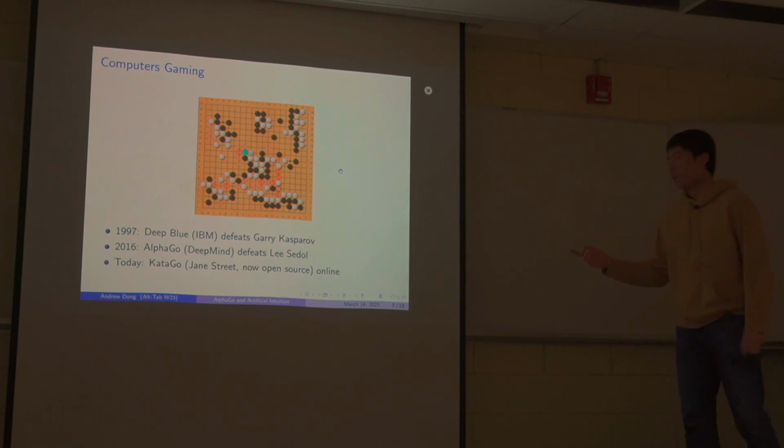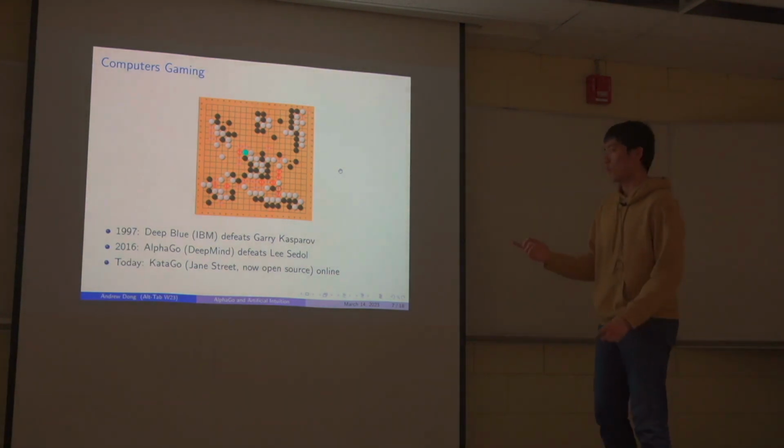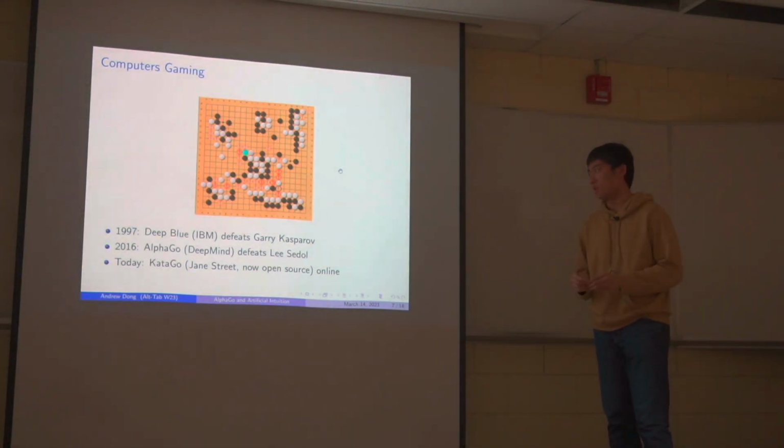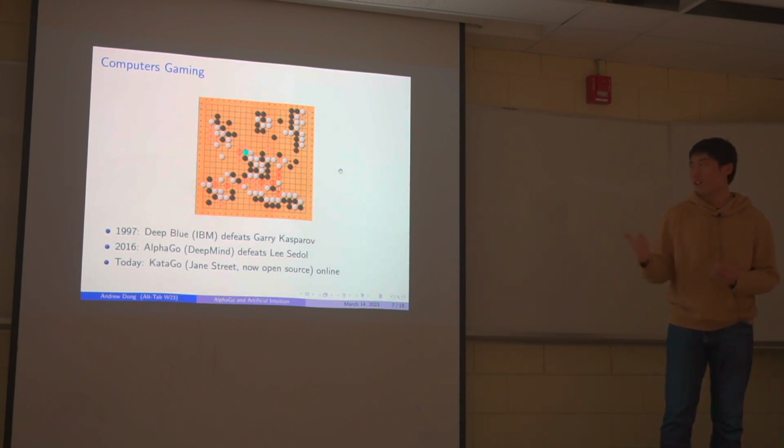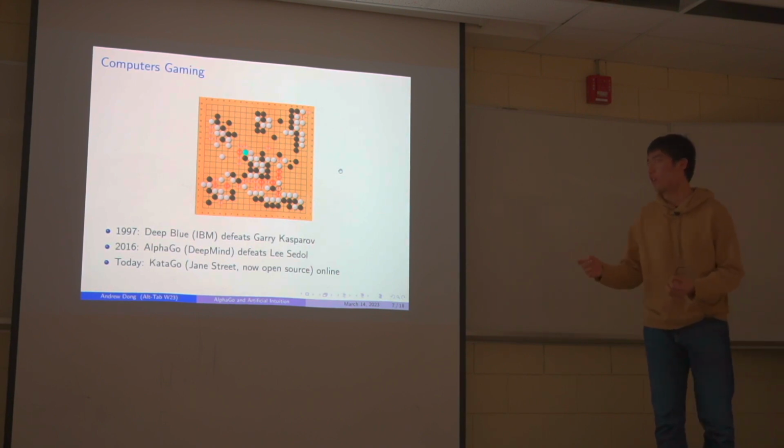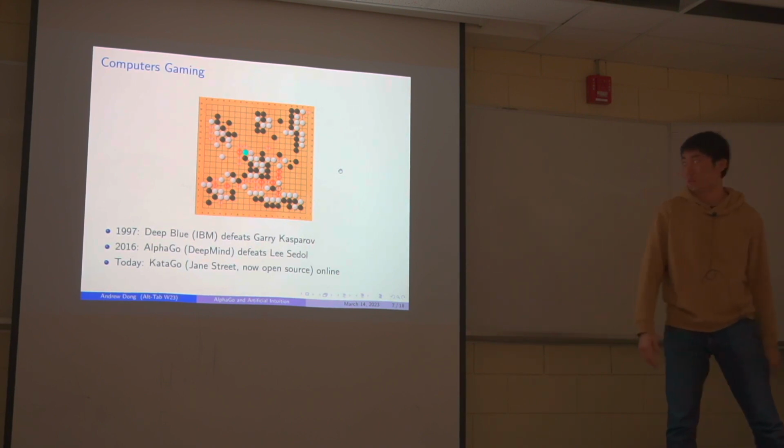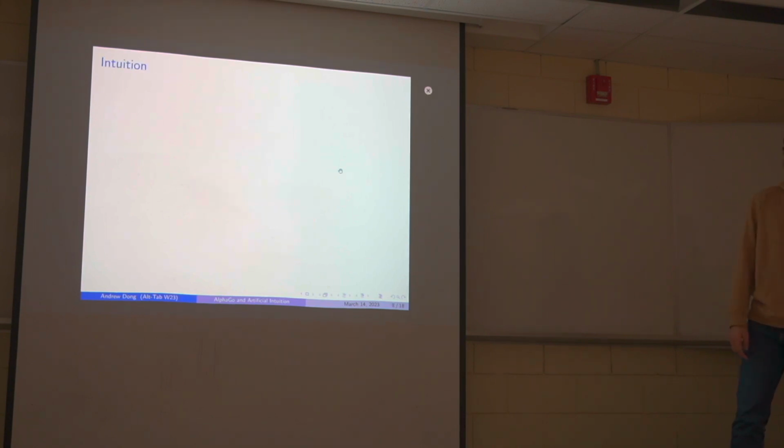And then today there's KataGo, which started off developed by Jane Street. Now it's open source. It's online. This is Go software that is better than even the version that defeated Lee Sedol, and it's available just online. So really, this AI is just getting better and better and more accessible for everyone.